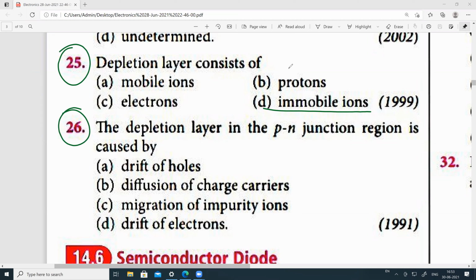So for 26th, the depletion layer in the PN junction region is caused by drift of holes, diffusion of charge carriers, migration of impurity ions, drift of electrons. So the depletion layer in the p-n junction region is caused by diffusion of charge carriers. Therefore, for 26th one, B1 is the right answer.